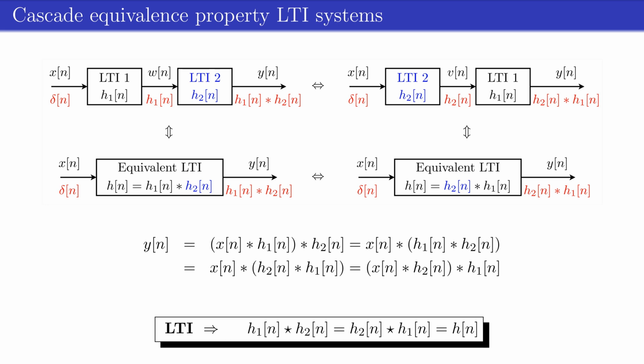First, the cascade of system h1 and then h2. Or second, switch the order of h1 and h2. Or third, combine system h1 and h2 into one new system with impulse response h, which is equal to the convolution sum of h1 with h2.